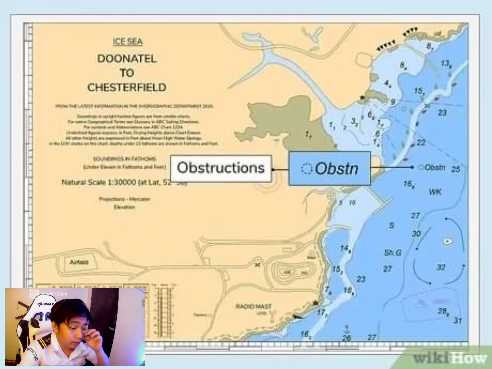TR indicates a nearby tower, while WHF stands for wharf and BN means beacon. CG may indicate a Coast Guard station on a US map.